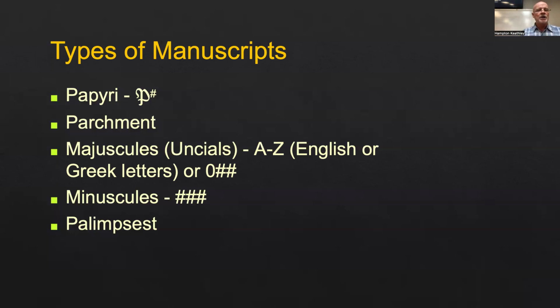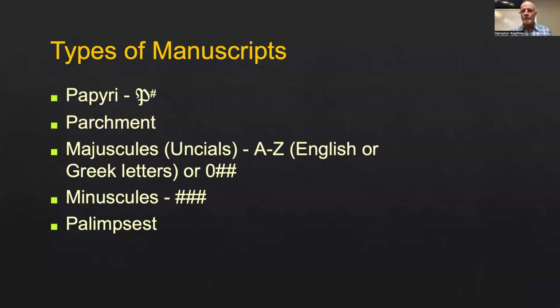And then sometimes they will use a zero. When they run out of letters, they use a zero and then a number. The minuscules are small letters. They started writing with those because they could write faster, took up less space, they could make more copies. And so they're represented by just numbers with no zero in front. And this last thing is a palimpsest. And that's a manuscript that was cleaned off and written over the top of. Those are horrible to read. And we'll get a picture of one in a minute.